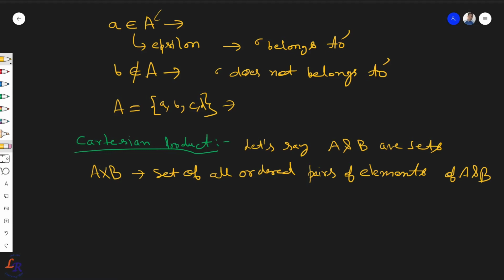So how do you define it? For example, you can write A cross B, that is the Cartesian product of two sets. It can be written as the set of ordered pairs (a, b) such that a is an element of A and b is an element of B. So this is how we can define the Cartesian product, and how you write the ordered pair in there.